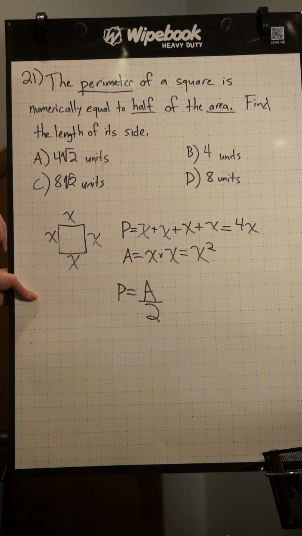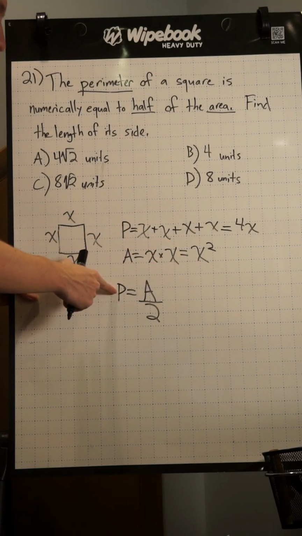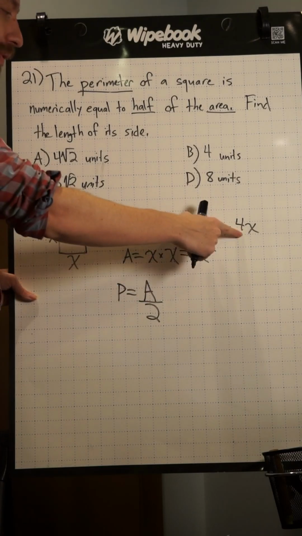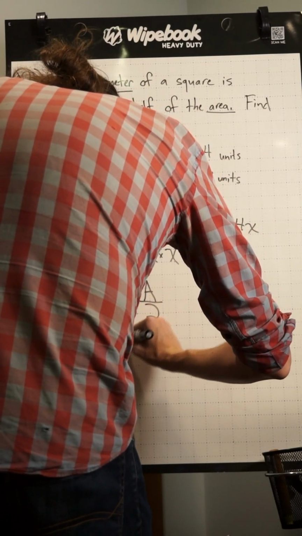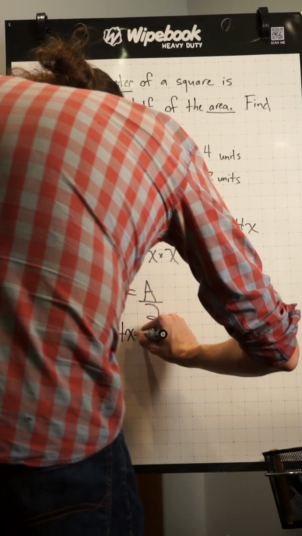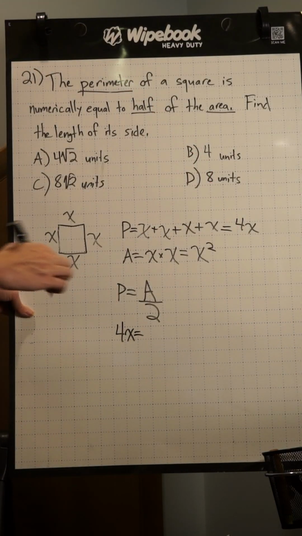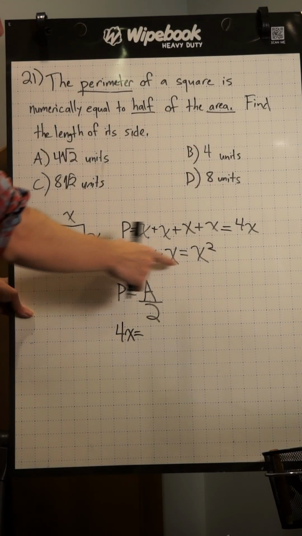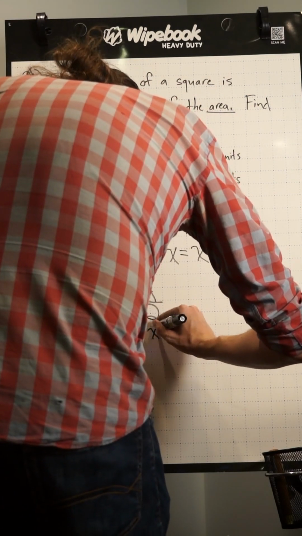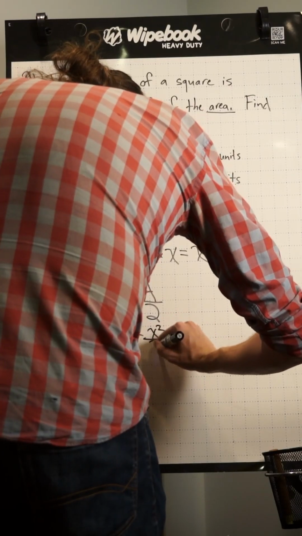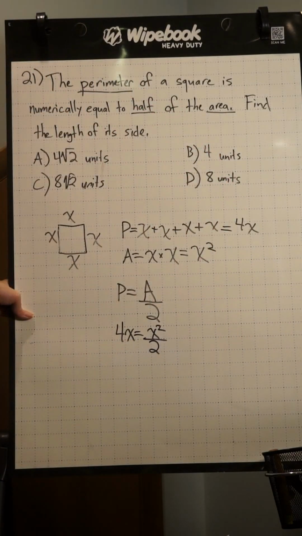Okay, so we can use this one. We know that the perimeter in terms of the side x is 4x. So instead of perimeter, we write 4x. The area, we know, is x squared. So instead of area, we have x squared, but we also still have the divided by 2, because the perimeter is half of the area. So we still have x squared divided by 2.